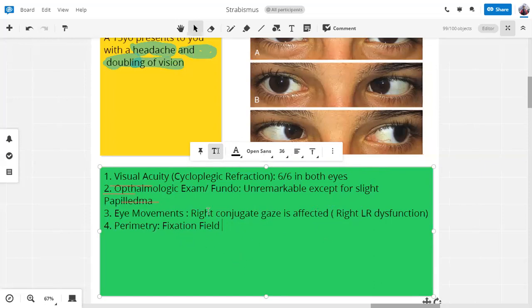So the perimetry confirms our suspicions and our clinical examination that his right conjugate gaze is affected, and the problem is only in his right conjugate gaze. When he fixes towards his right, he sees double. There is diplopia present when he fixes towards the right.